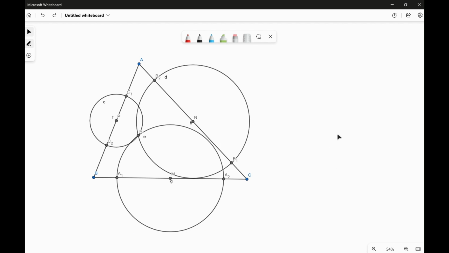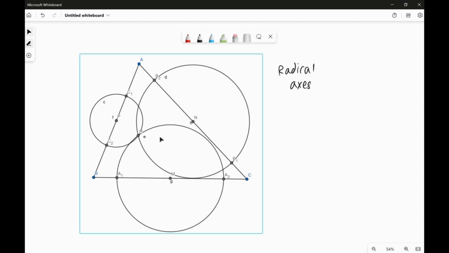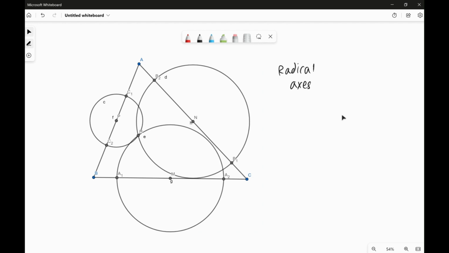And then there's a concept called radical axes. So let me go ahead and spell it out on screen. Radical axes, which can trivialize the problem. So without further ado, let's get started.